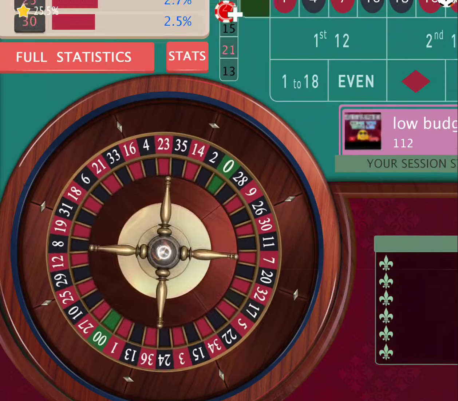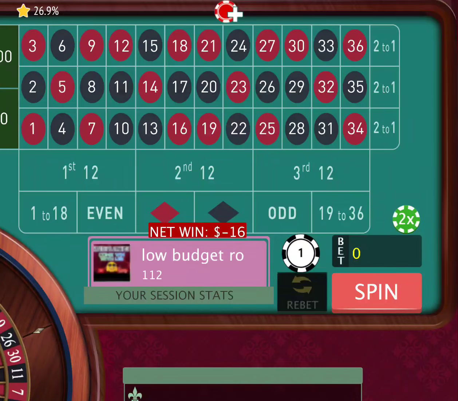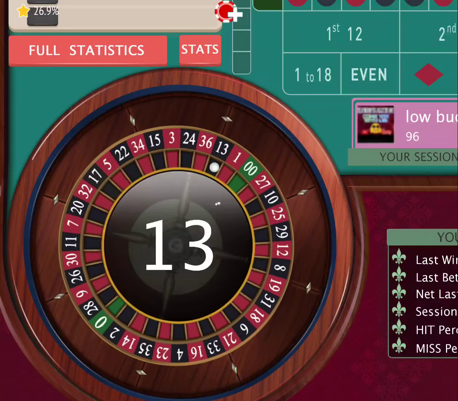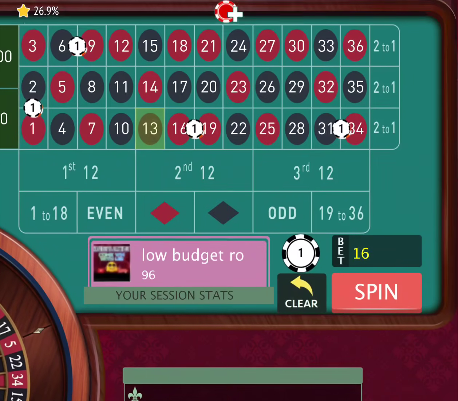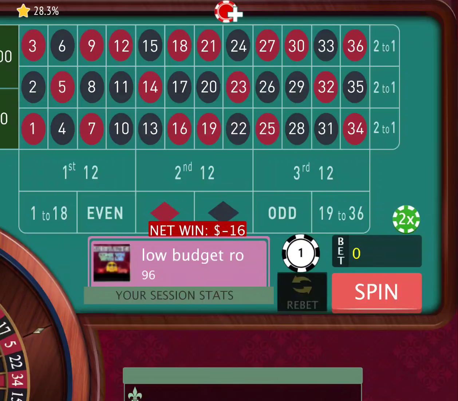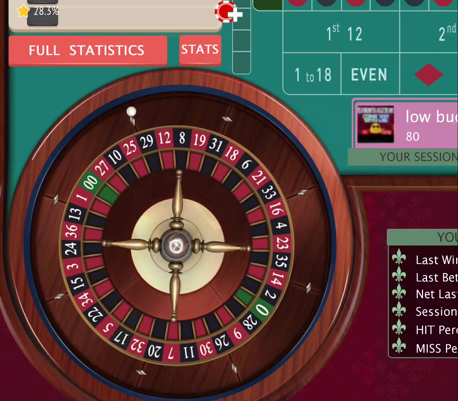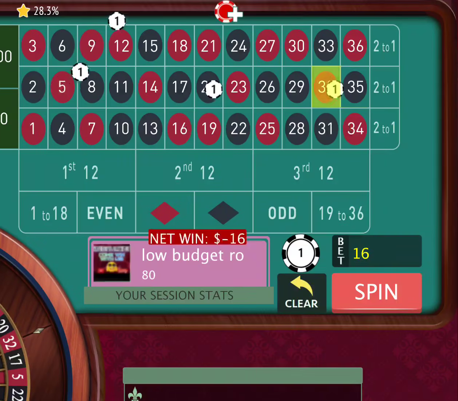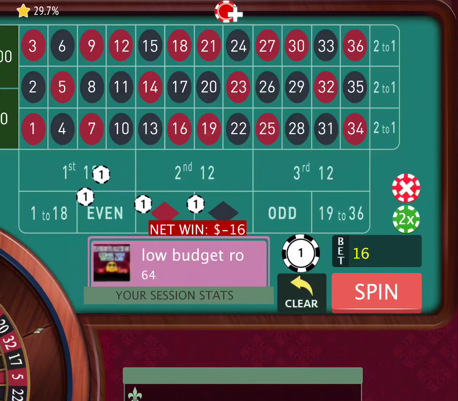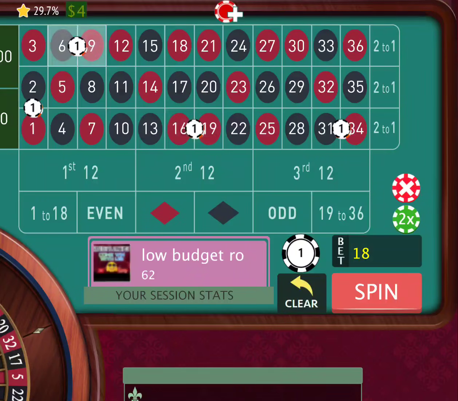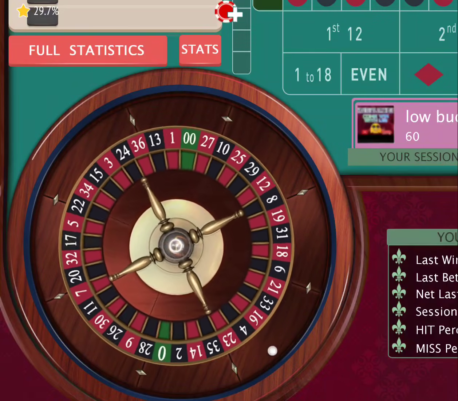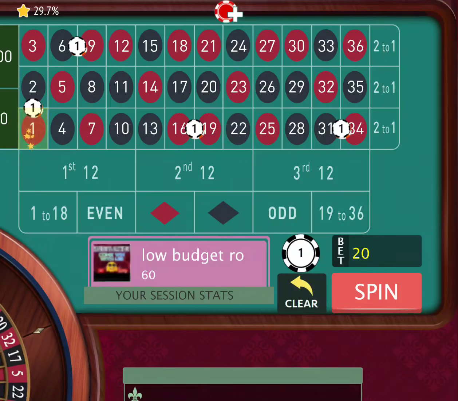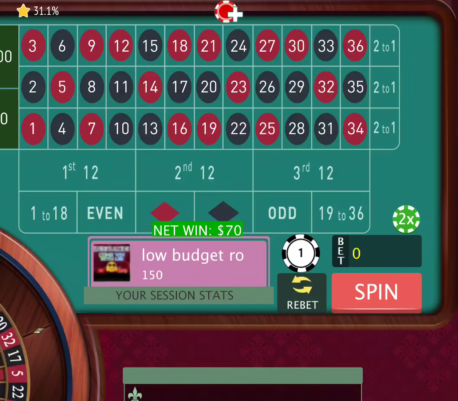And there is 0 for your first miss. Spin again. And there is the number 13. Second miss. And there is a number 32 for your third miss. All right, let's spin. And there is a number 1 for a $70 return.